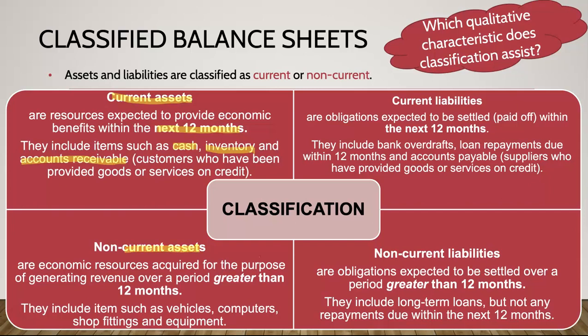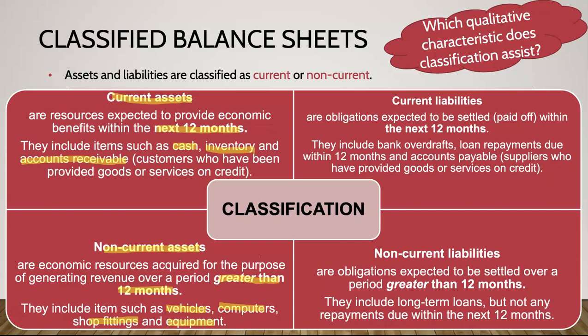Non-current assets, on the other hand, are assets, so economic resources, that you're going to hold for more than 12 months. And these include things like vehicles, computers, shop fittings, equipment, and many others. And we'll be exposed to lots of them in units 3 and 4 accounting, and we'll add a bit of complexity there throughout the year.